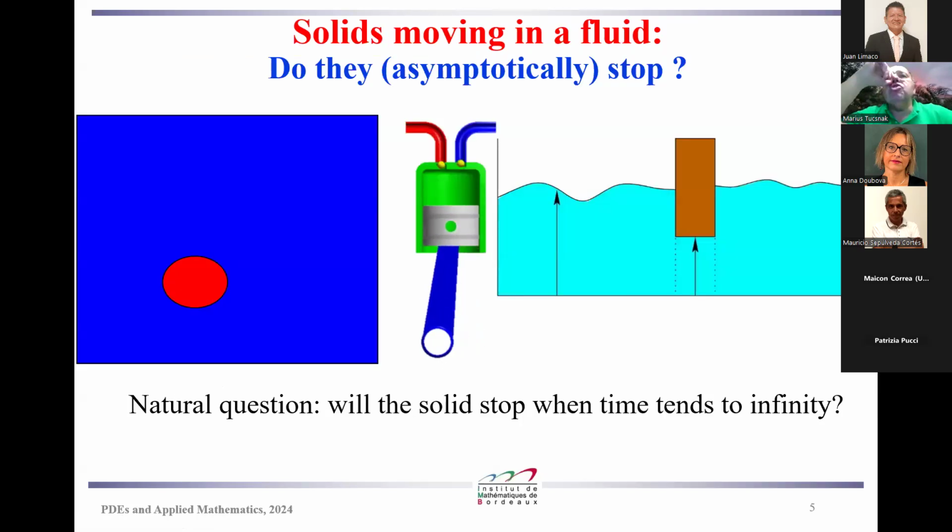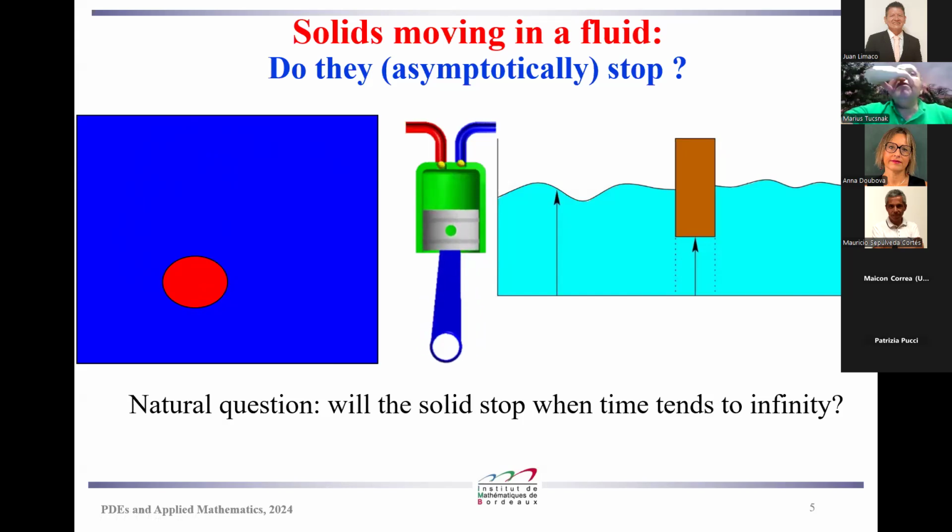Another interesting basic question is the large time behavior. So if I look at the first picture with a small red ellipsoid in the blue fluid, and I imagine that the blue fluid is infinite, so it fills all the remaining part of the space. A natural question is, I just give an initial velocity in a neighborhood of a solid. And then I do nothing more.